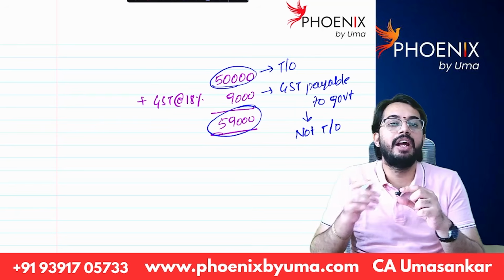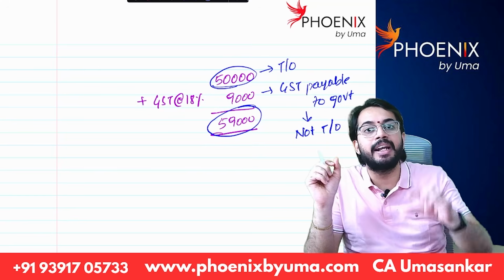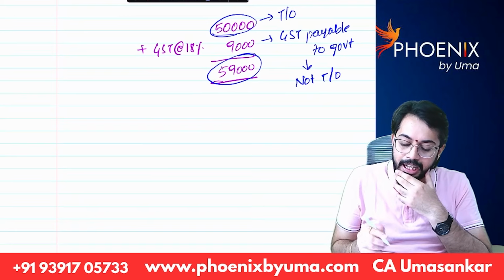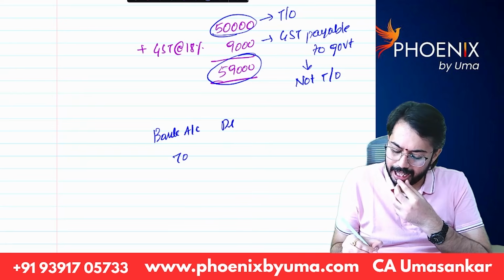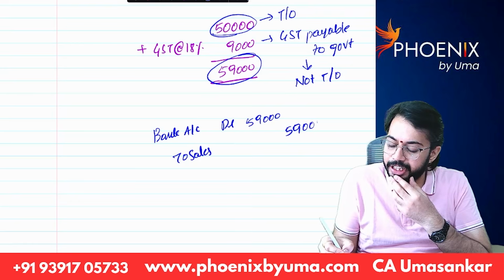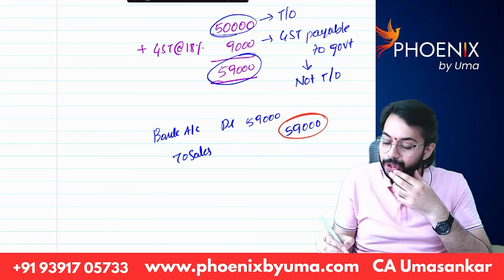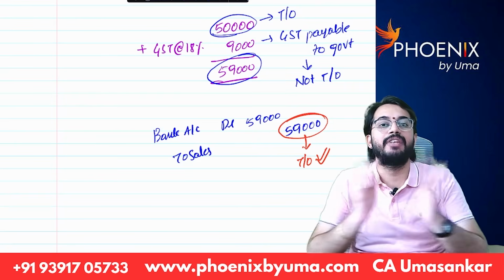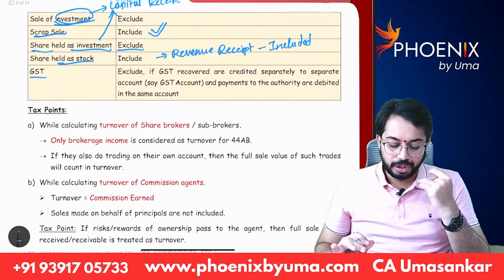But the thing is, when you are doing accounting, you have to maintain a separate ledger for sales and a separate ledger for GST. Then only GST is excluded from turnover. When you are writing the entry, you have passed the entry, bank account debit to sales, 59,000. Here, did you maintain a separate ledger? You did not maintain a separate ledger. Total 59,000 is treated as sales. So here total 59,000 will be treated as turnover. If you maintain a separate ledger, then it will be separated. Are you able to understand? So very simple.